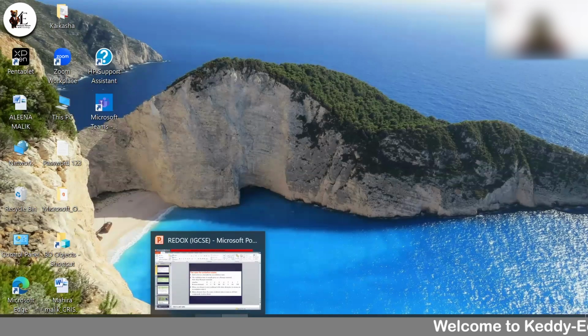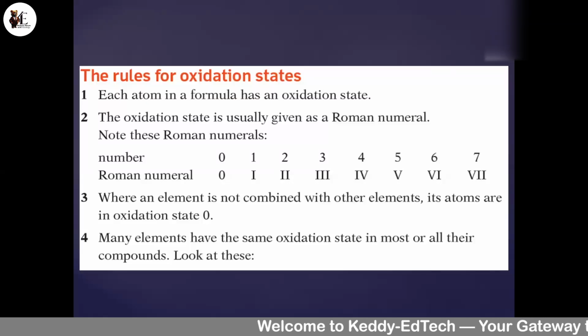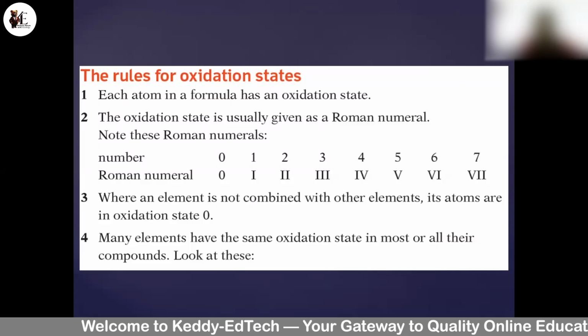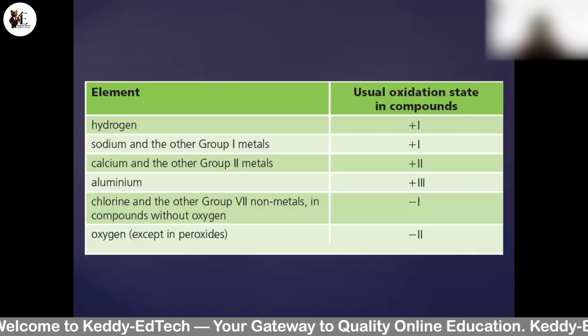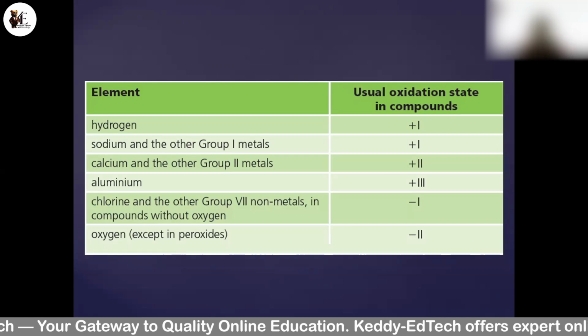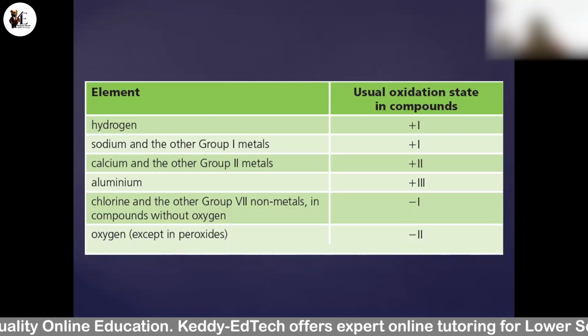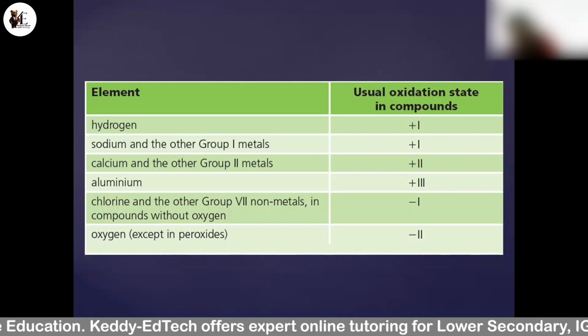Okay, so in the last class we discussed the oxidation states, right? So these are some rules for the oxidation states. And then I asked you to learn this table, that there are some elements which show the usual oxidation state in some of their compounds, which you have to remember. Have you learned it?